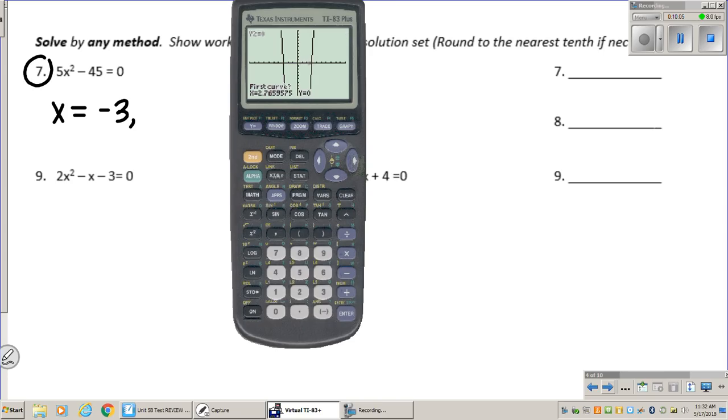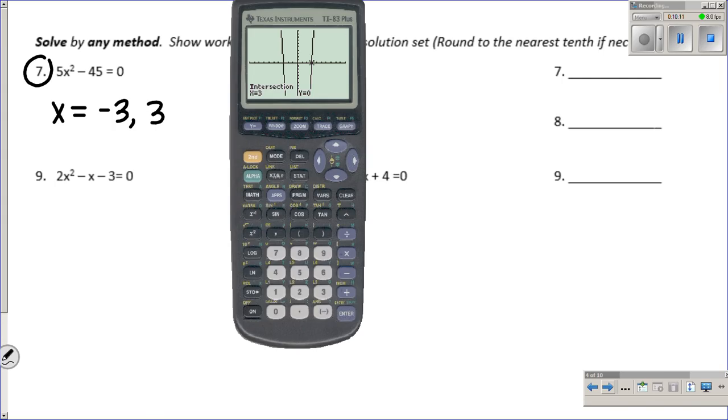And once you're close, press enter 3 times. You will see that it's also a positive 3. So we could simplify this and write this as the solution is plus or minus 3.